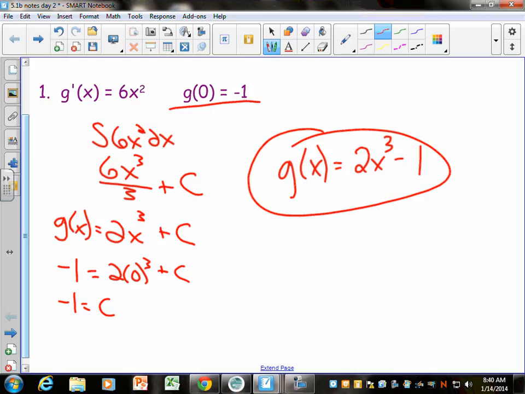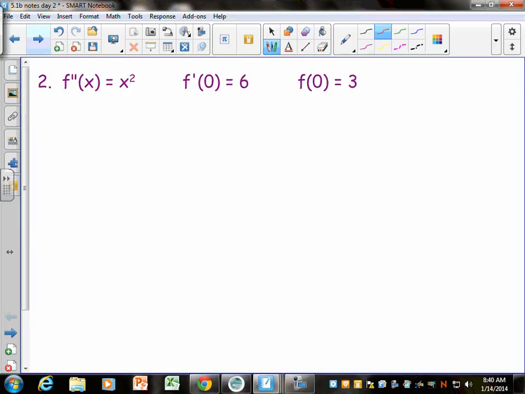So how could I make it more difficult? What if I gave you the second derivative? Could you work backwards to get the original? So notice on this one, they give you the second derivative is x squared, and they give you two different points because you're going to actually have to find c two different times in order to get back to that original function.